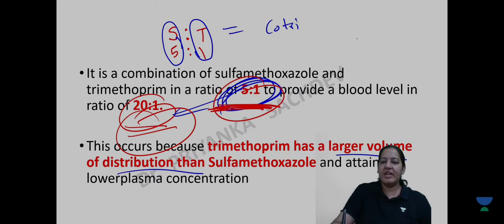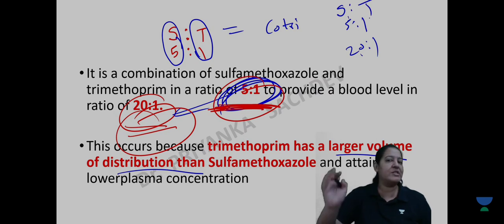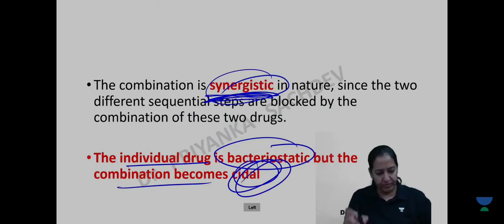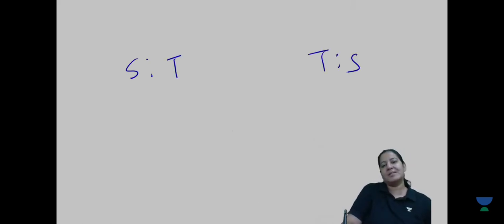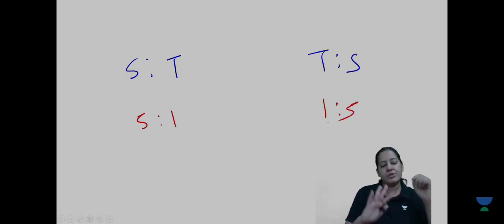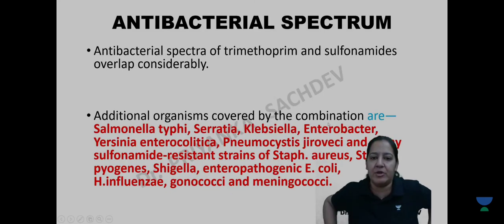What is the ratio? We give them in 5 is to 1, but after going in the body, it becomes 20 is to 1. The 5 and 20 is the sulfonamide, and 1 is always trimethoprim. So don't reverse it. If I ask you the ratio, now read your question. In the exam, if S is to T is asked or T is to S is asked, what is asked? If you ask S is to T, my answer is 5 is to 1. If you ask T is to S, my answer is 1 is to 5. So depending on that, the answer can vary. Please remember, sulfonamide is more than trimethoprim.